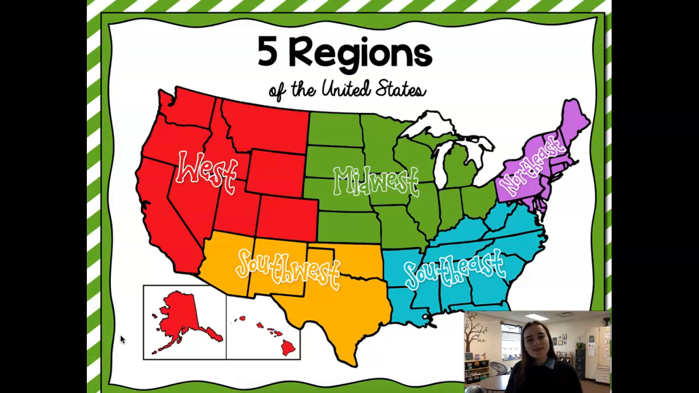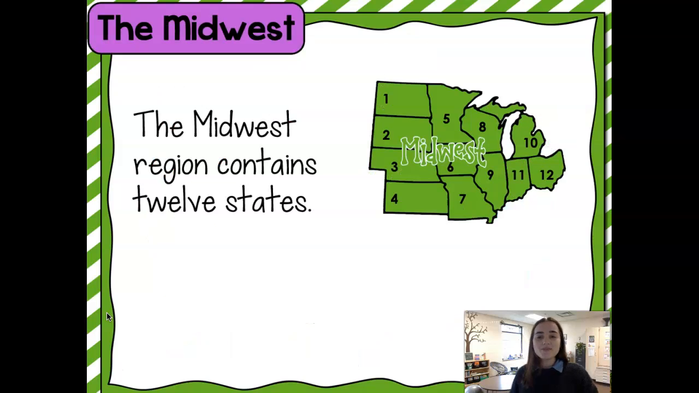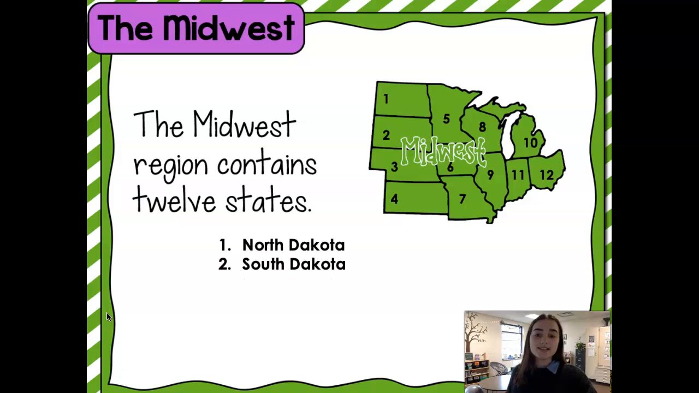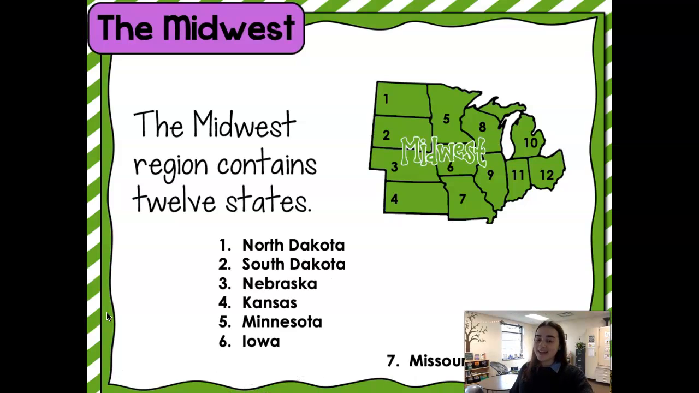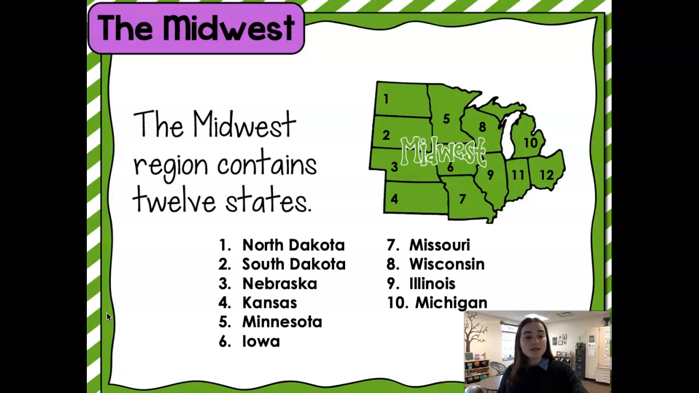Hey, fourth grade. Today we're starting our U.S. regions unit, and we're going to start learning about the region that we live in, which is the Midwest. The Midwest region contains 12 states: North Dakota, South Dakota, Nebraska, Kansas, Minnesota, Iowa, Missouri, Wisconsin, Illinois, Michigan, Indiana, and Ohio.